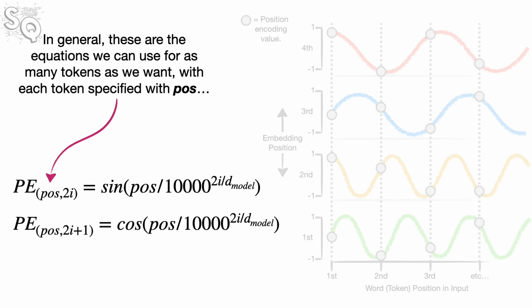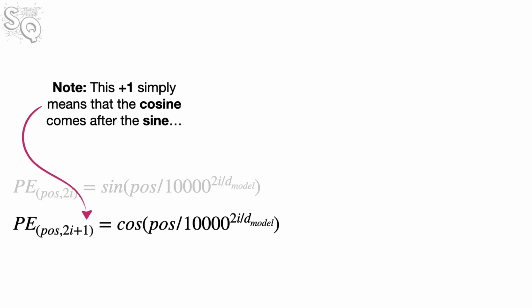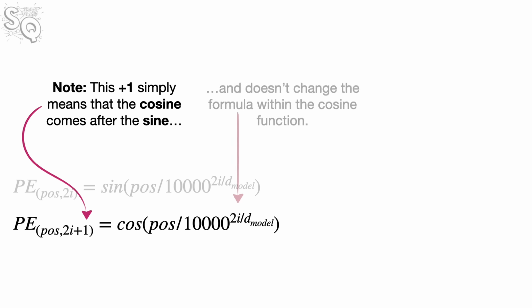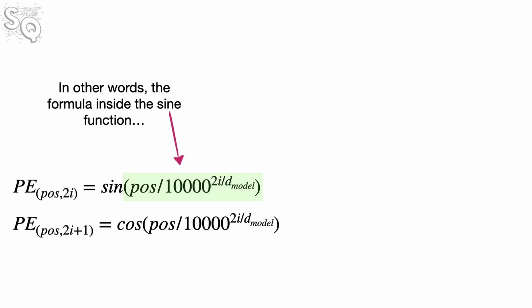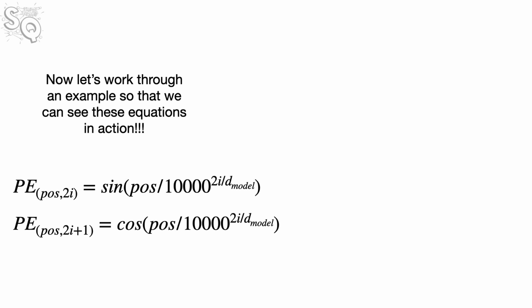In general, these are the equations we can use for as many tokens as we want, with each token specified with pos, and each embedding position specified with i. Note, this +1 simply means that the cosine comes after the sine, and doesn't change the formula within the cosine function. In other words, the formula inside the sine function is identical to the formula inside the cosine function. Now let's work through an example so that we can see these equations in action.